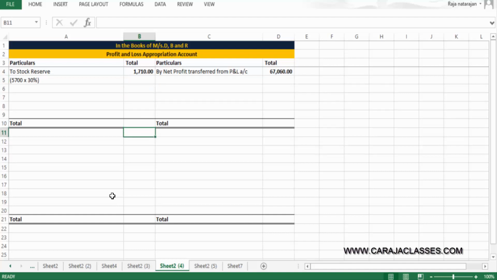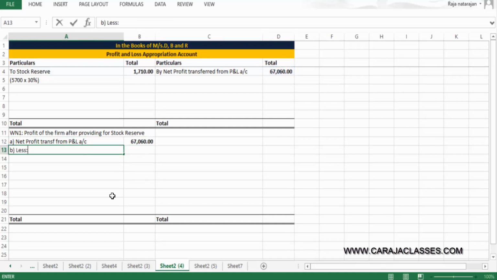So now I'm going to have the profit. Here I'll have a working note: profit of the firm after providing for stock reserve is equal to item A, net profit transferred from the P&L account. This is the net profit. Item B, less stock reserve, which is this. So this is the profit available for partners.